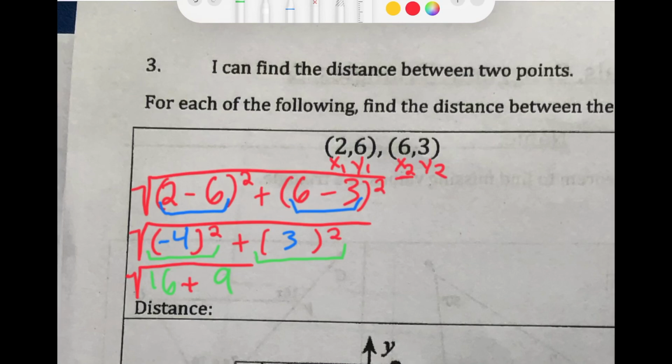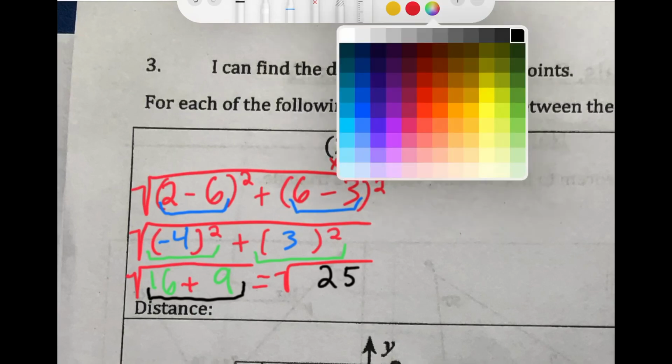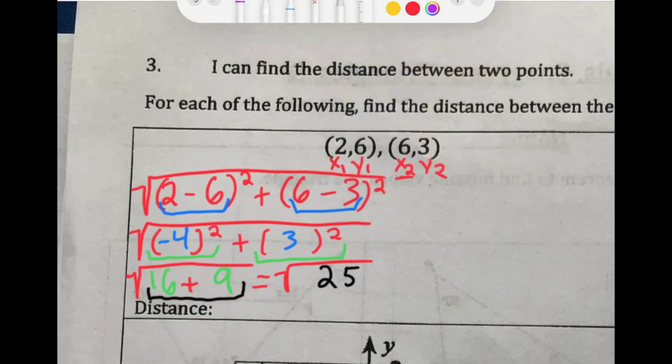So I'm going to simplify again. Let's do, I think black shows up. So I'm going to keep the square root one more time, but I'm going to simplify the 16 plus 9, which gives me 25. And hopefully we know that the square root of 25 is plus or minus 5. And that would be our distance.